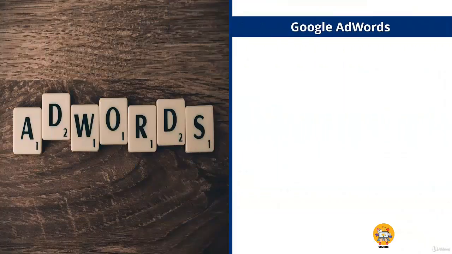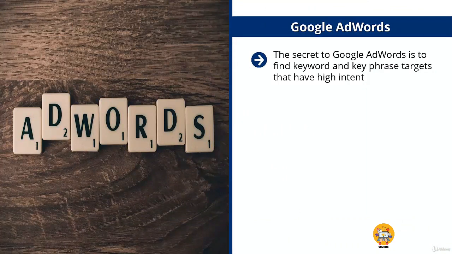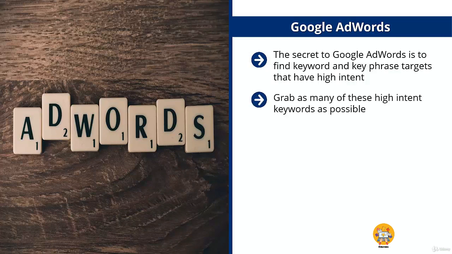Google AdWords. The secret to Google AdWords is to find keyword and key phrase targets that have high intent. In other words, just by reading these keywords, you can tell that the people typing them into Google really want to buy. Grab as many of these high intent keywords as possible. Drive them all to your landing page. Make sure your AdWords and analytics accounts are linked. This should be enough to help you track which keywords produce the most clicks to your landing page.